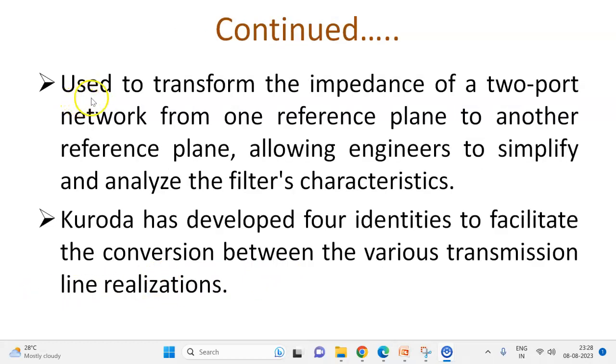Kuroda's identities are used to transform the impedance of a two-port network from one reference plane to another reference plane, allowing engineers to simplify and analyze the filter's characteristics. They are particularly useful for designing symmetrical or asymmetrical network configurations with applications in bandpass filters and impedance transformers. Kuroda developed 4 identities to facilitate the conversion between the various transmission line realizations.